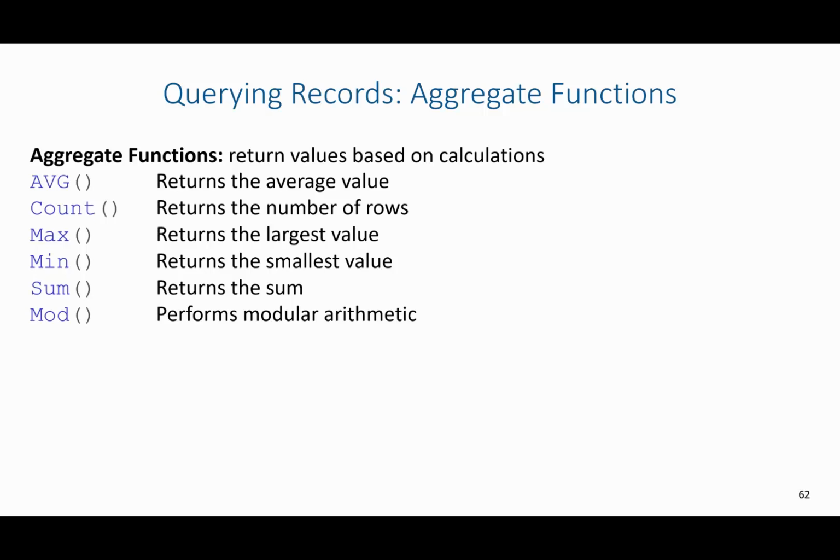In this video, we're going to look at querying records using aggregate functions. Aggregate functions allow us to return values based on some calculation. We're familiar with a lot of these, such as average, max, min, sum. Count might be less familiar, but count just returns the number of rows. Mod performs modular arithmetic, which means it divides a value by another value, and whatever the remainder is, that's the value we're left with.